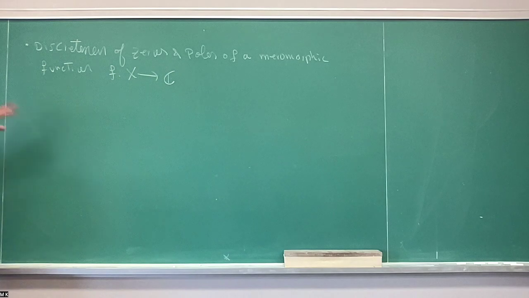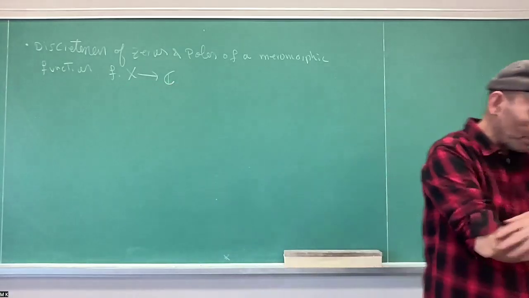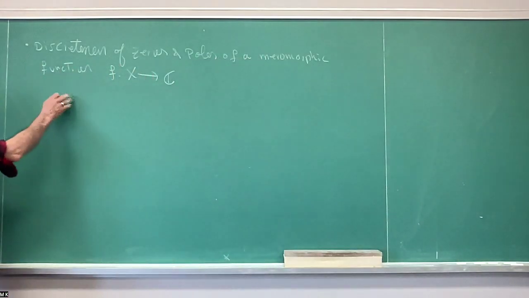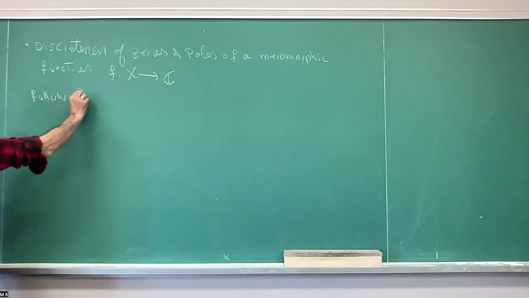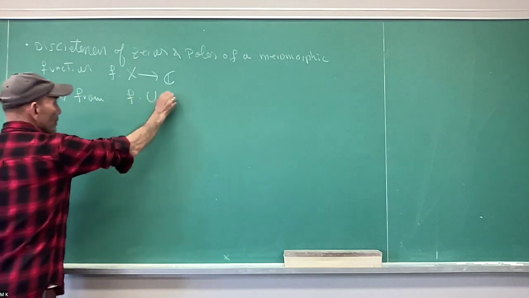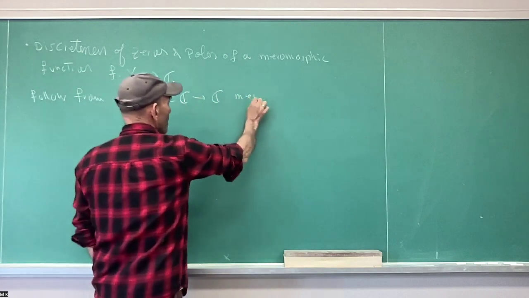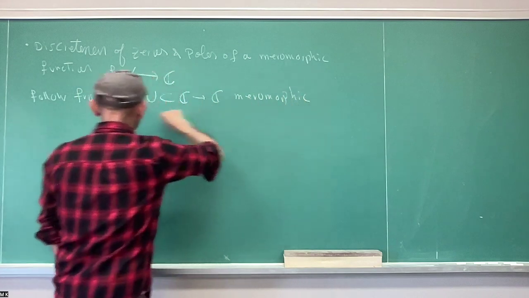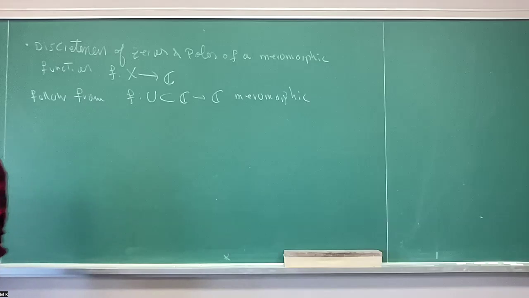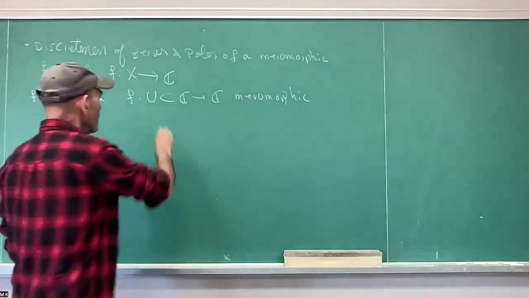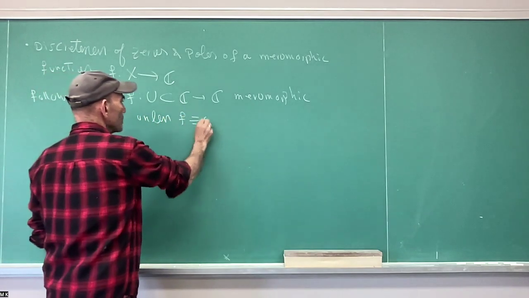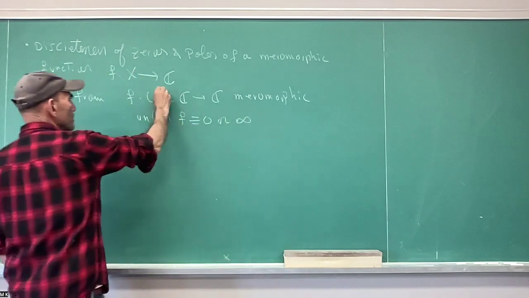If you have a Riemann surface X, which need not be compact, and a meromorphic function on X, then its set of zeros forms a discrete subset of X, and its set of poles also forms a discrete subset of X. This follows from the corresponding properties of meromorphic functions on C: if you have a meromorphic function f from U inside C to C, its set of zeros and poles is discrete, unless f is constantly equal to zero or infinity. And of course, I'm assuming U is connected here.